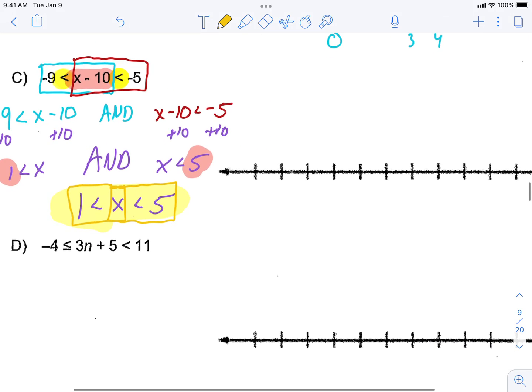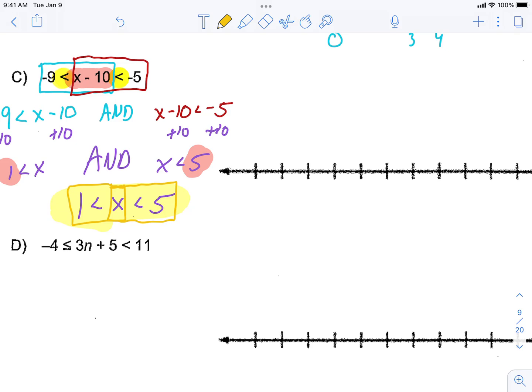So that's the hard part with ANDs, rewriting it, splitting it up, and then rewriting the answers like that. Graphing it, you graph it the same way you would. Open circle to the right, open circle to the left. They're still going to meet in the middle. It's still an AND, but just a little difference there.